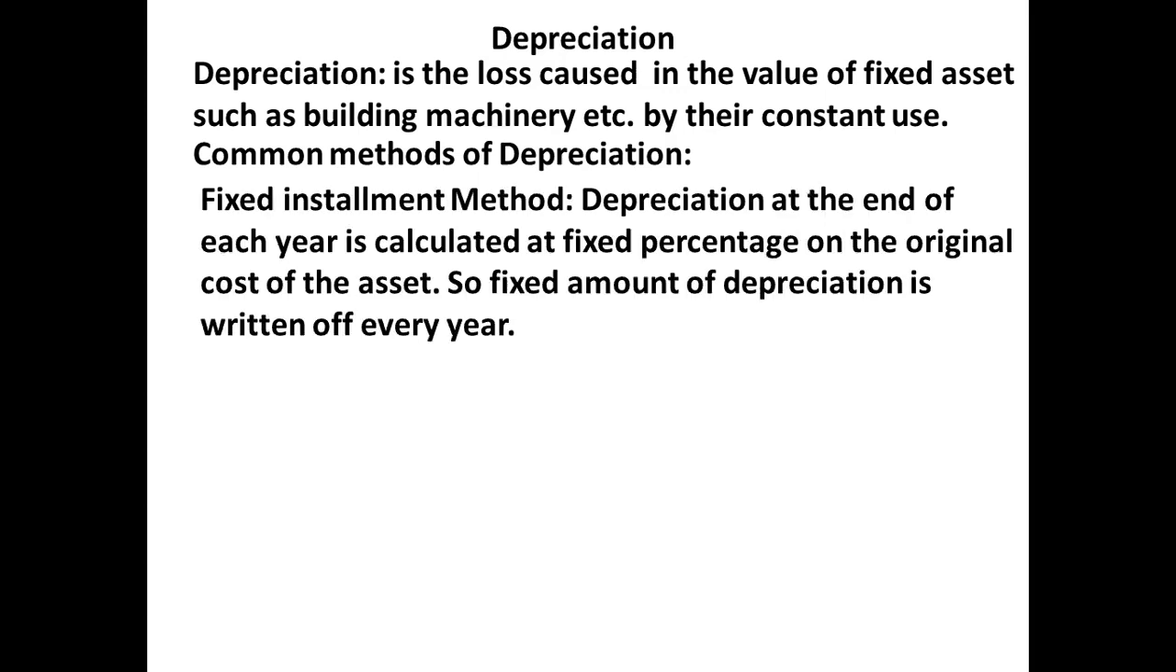One is the fixed installment method. You studied it in your PUC second year class. Depreciation at the end of the year is calculated at a fixed percentage. Every year end, depreciation is calculated at a fixed percentage on the original cost of the asset. If the depreciation is calculated on the original cost of the asset at the end of every year, that method is called the fixed installment method.